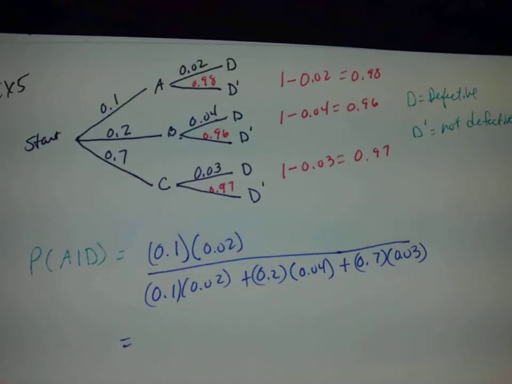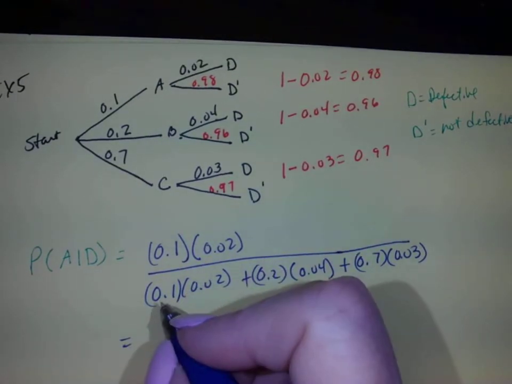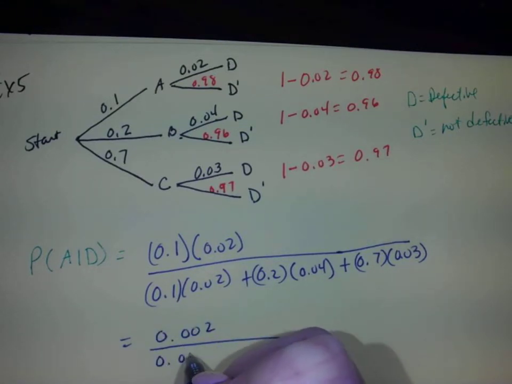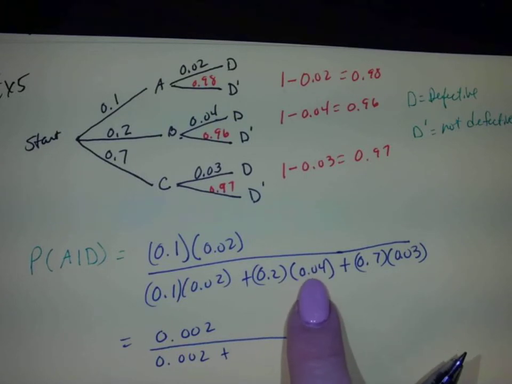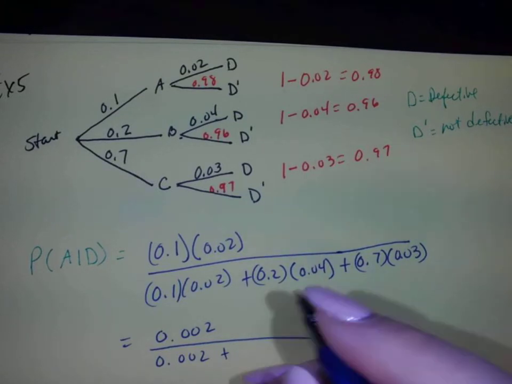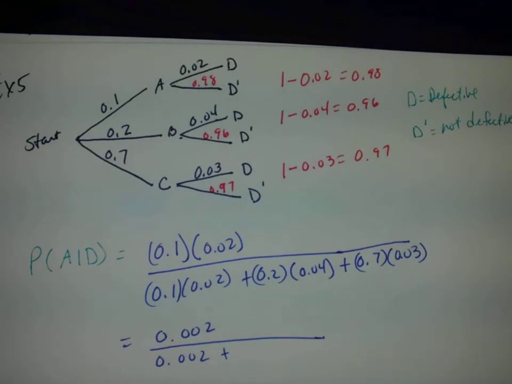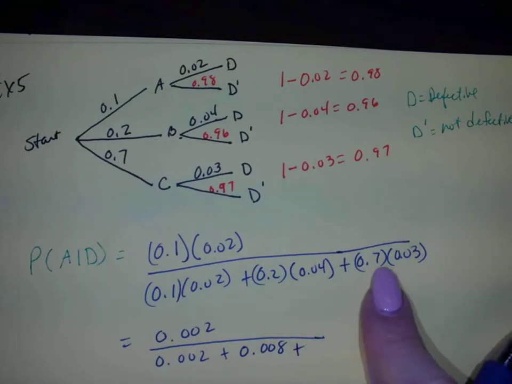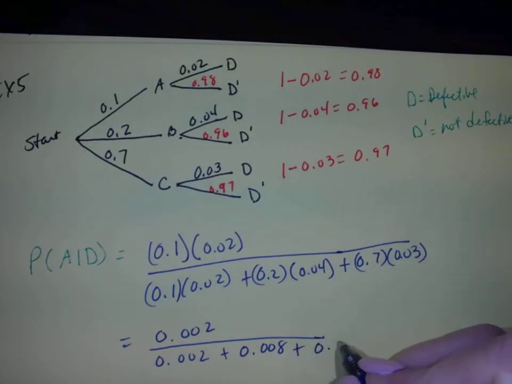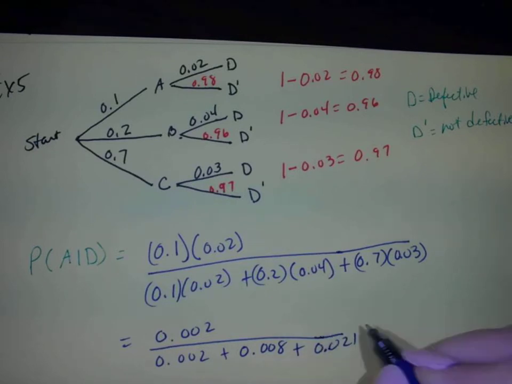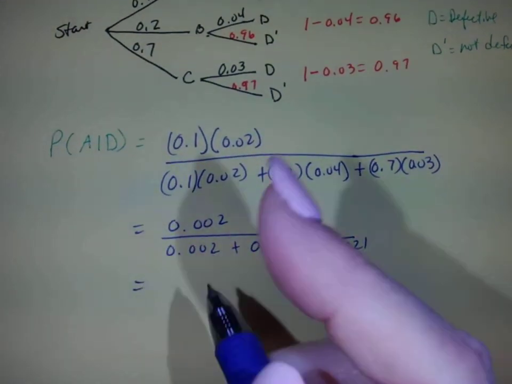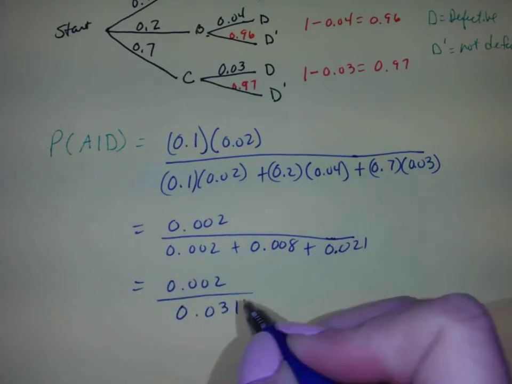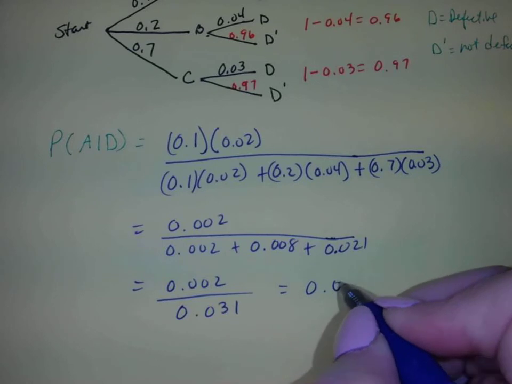All right, so 0.1 times 0.02 will get us 0.002 on the top. That'll also get us 0.002 on the bottom. 0.2 times 0.04. Let me make sure. I always like to double check and make sure we're good. All right. So that'll get us 0.008, and 0.7 times 0.03 will get us 0.021. All right, so now we have 0.002, and when I add up the denominator, we get 0.031, and that will become 0.065.